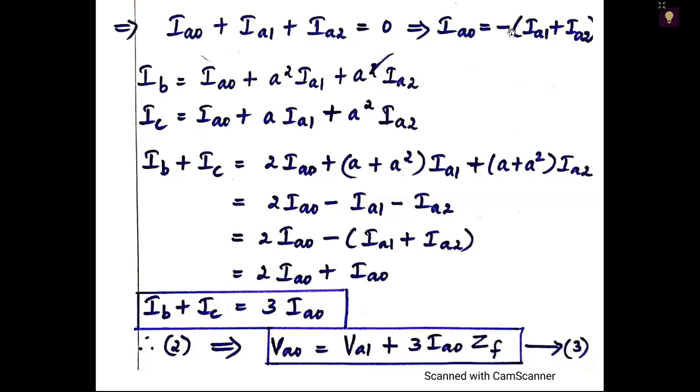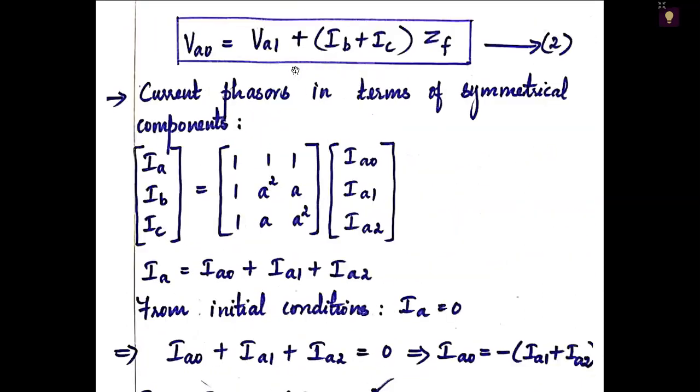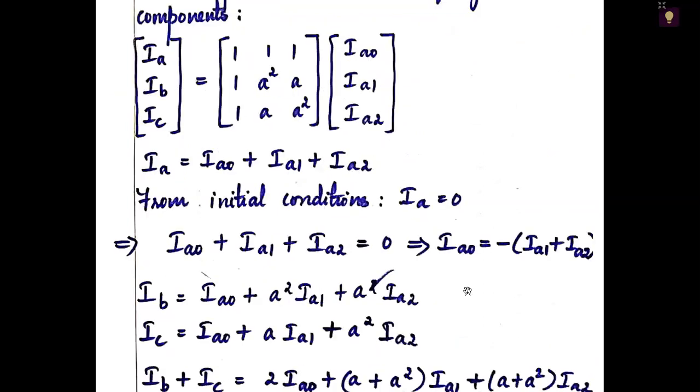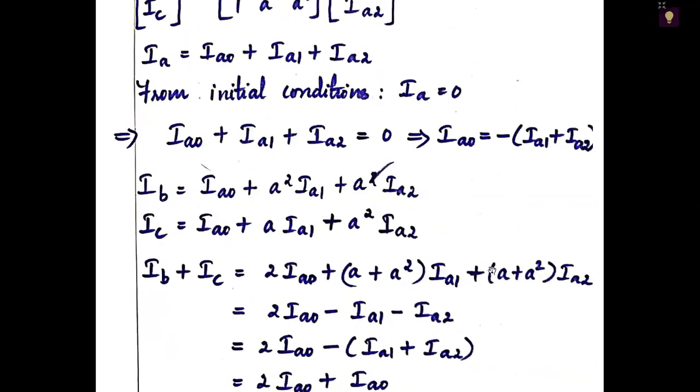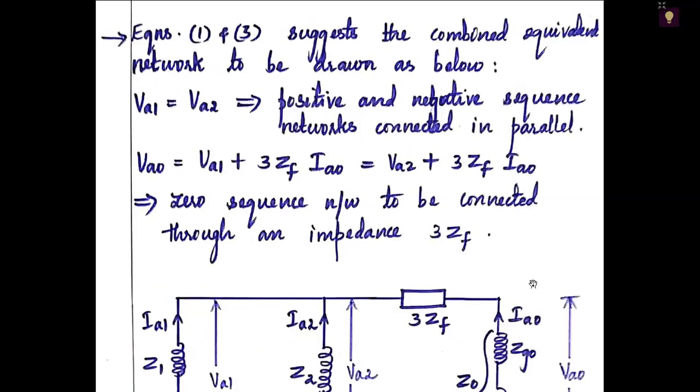Okay, so now let us go to the equation we derived earlier, the second equation. IB plus IC we got as 3 IA naught. So from equation 2, we can write VA naught is equal to VA1 plus 3 IA naught into ZF. So that is equation number 3. Now from equations 1 and 3, we can conclude how the combined network will be.